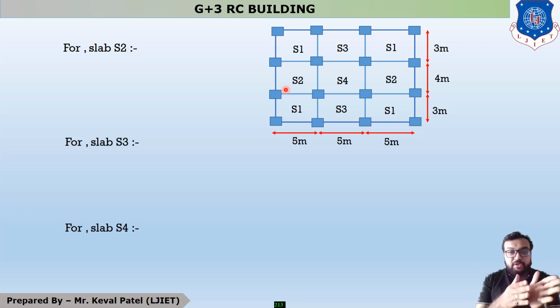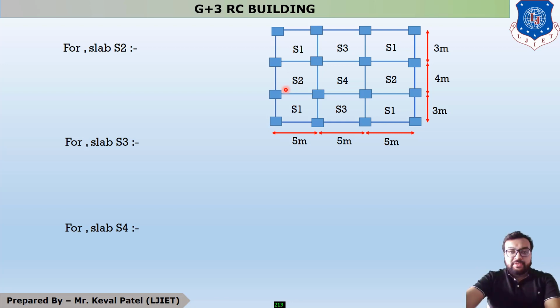So steps 1 to 3 remain the same, but the change is in step number 4, which is moment calculation. For moment calculation you have to find the moment coefficient first. This moment coefficient is taken from page number 91 of IS 456:2000. Okay, so let us start. What is the difference between slab S1 and slab S2?